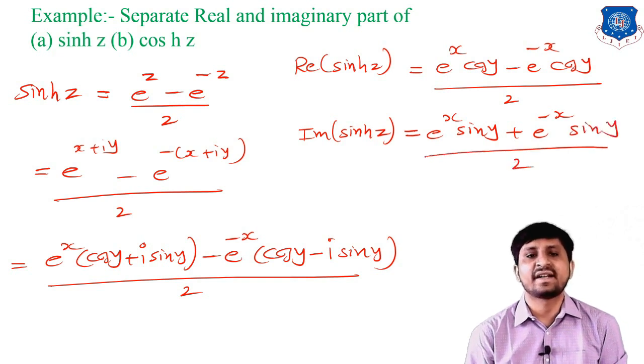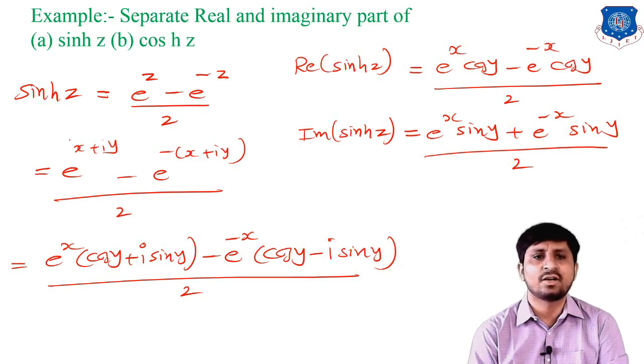So you can easily find out the real and imaginary part of sin hyperbolic z, and find out the real and imaginary part of cos hyperbolic z. That is homework for all the students. Cos hyperbolic z means e raised to z plus e raised to minus z divided by 2. So here we have plus, and according to this you can easily find out the real and imaginary part of cos hyperbolic z.